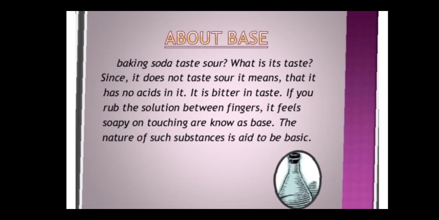About base. What is base? Baking soda does not taste sour. Since it does not taste sour, it means that it is not an acid. If a thing is not sour in taste but is bitter in taste, it means it is a base. If you rub a solution between your fingers, just take some baking soda, which you will easily find in your home, and rub it between your fingers, you will feel it soapy to the touch. Then we know that it is a base. The nature of such a substance is basic.